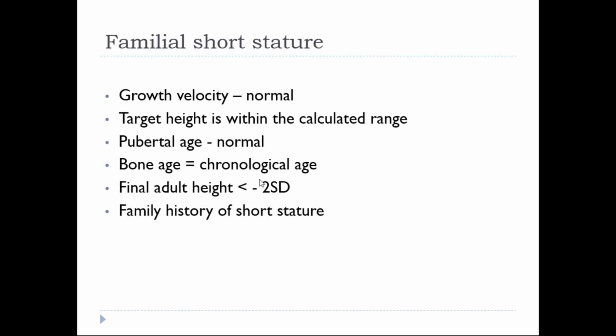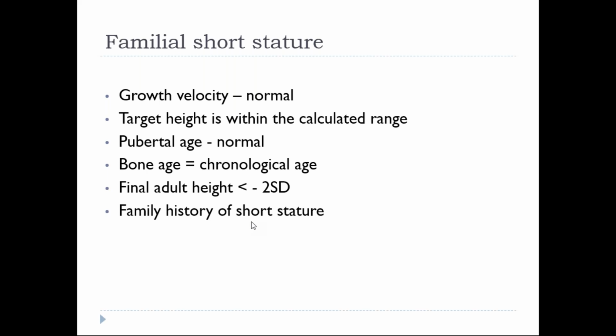So the final height is going to be less than minus 2 standard deviation, and a family history of short stature will be there, that almost all the family members, or say the parents at least, are short. So this is familial short stature.